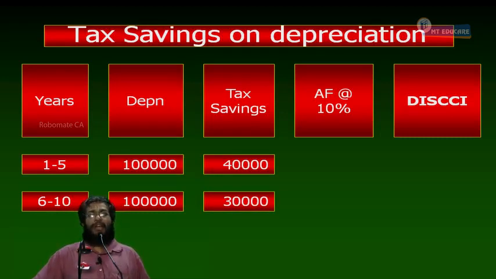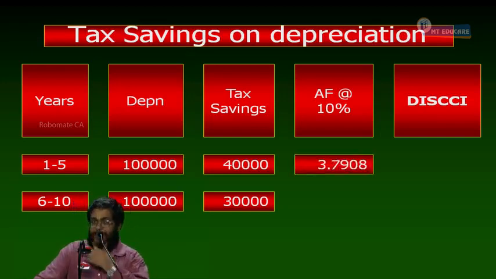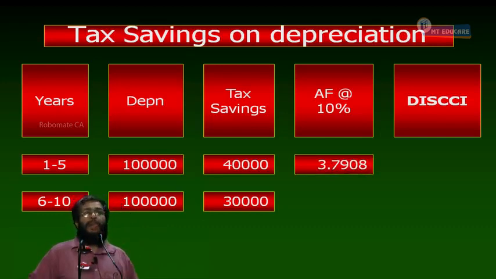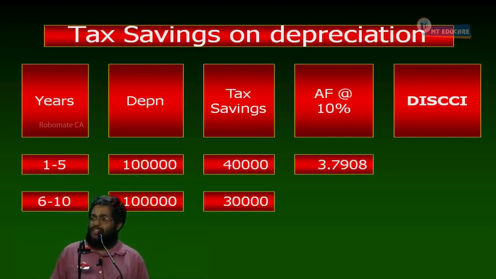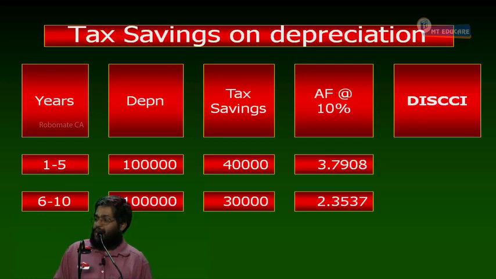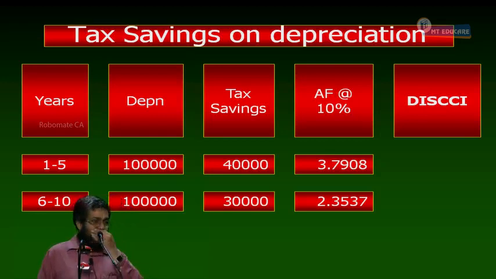Now, annuity factor for 5 years at 10%. I want everybody to do the calculation. 1 divided by 1.10, raised to 5, grand total. What is the number? 3.7908. Now, for 6 to 10 years, tell me how to find the annuity factor. It is the annuity factor for 10 years minus the annuity factor for 5 years. Take the calculator and do it. 1 divided by 1.10, 10 times, GT, minus 3.7908. What is the number? 2.3537.